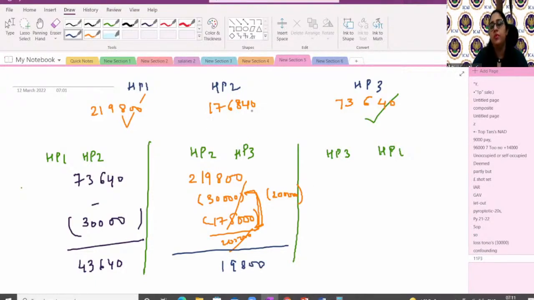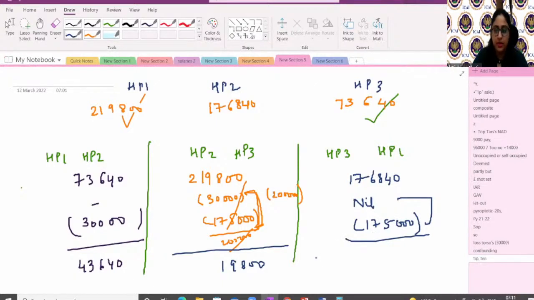Now we cover a case where house property 2 is let out. So house property 2 is let out, 1,76,840 minus house property 1's value. House property 1's value is nothing because there is no loan. House property 3's value is 1,75,000. Now here the full 1,75,000 would be allowed because the deduction for 2 self-occupied properties is not crossing 2 lakh. And here my taxable income from house property comes to 1,840 only.